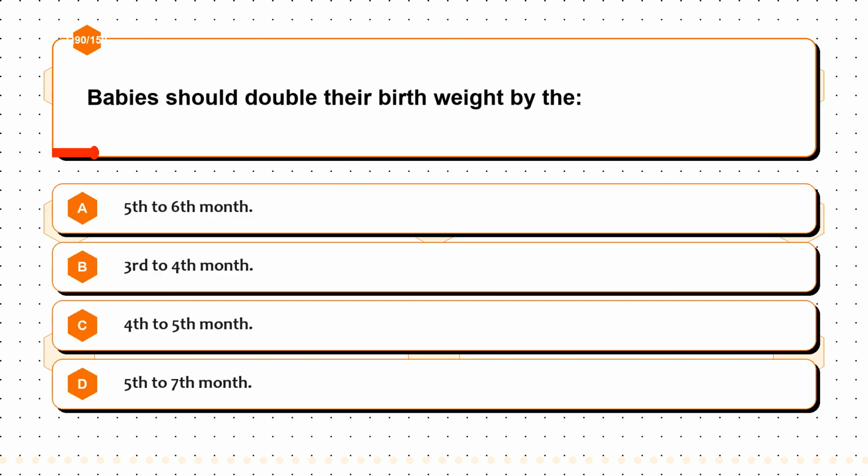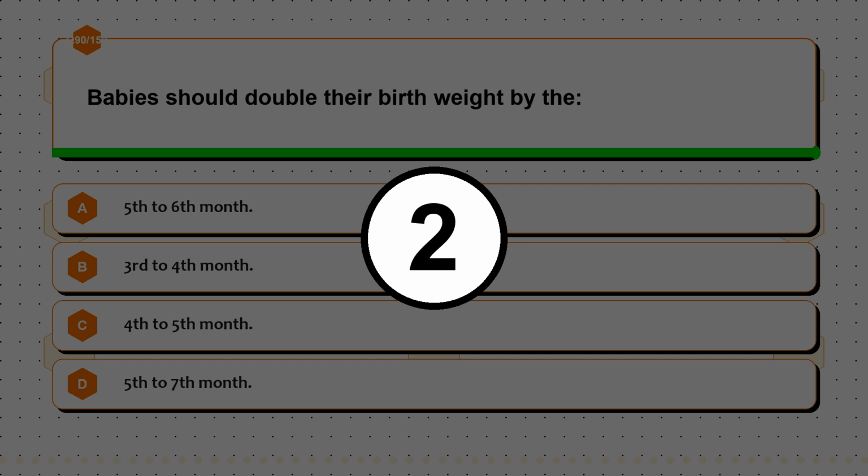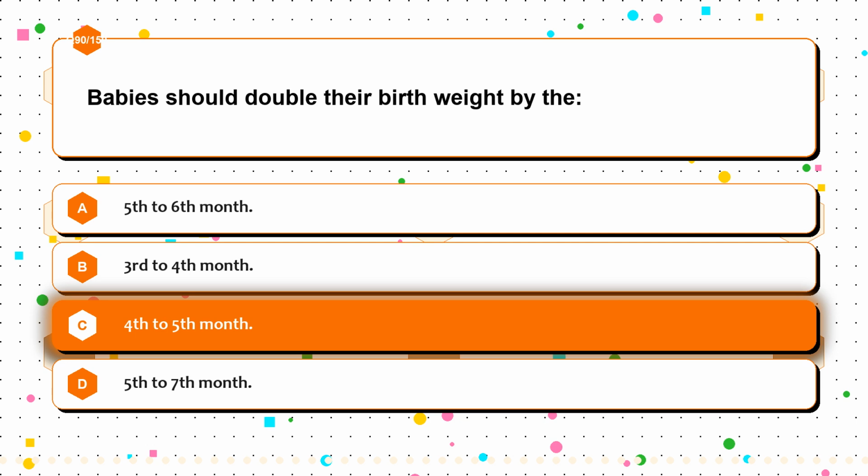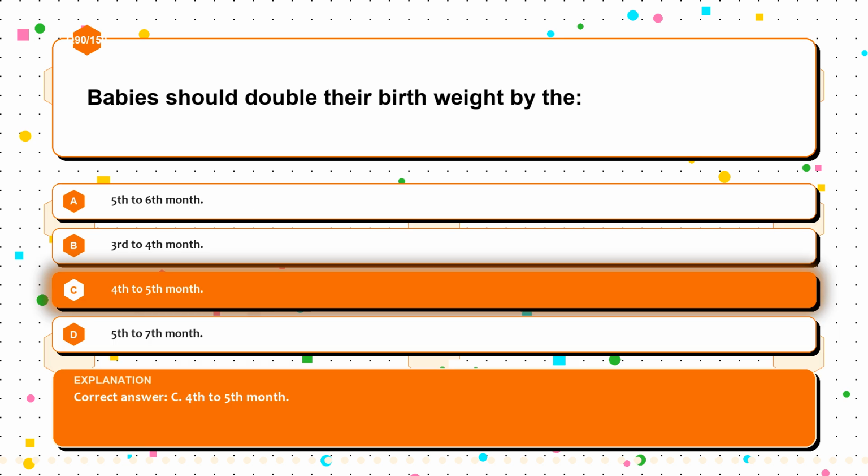Question 90. Babies should double their birth weight by the. Here are the options. Option A, 5th to 6th month. Option B, 3rd to 4th month. Option C, 4th to 5th month. Option D, 5th to 7th month. The correct answer is option C, 4th to 5th month.